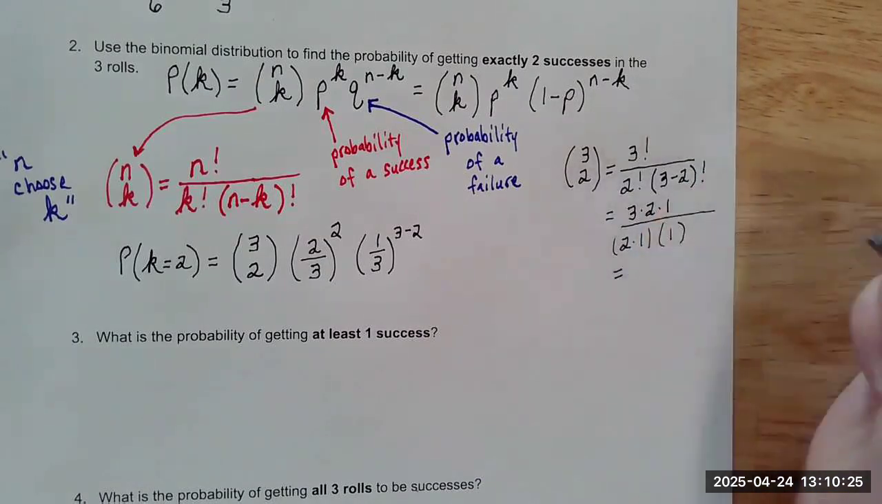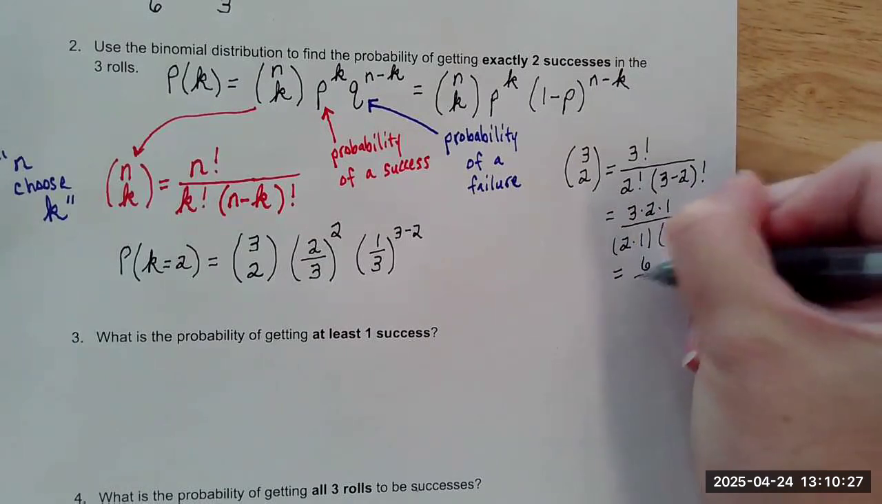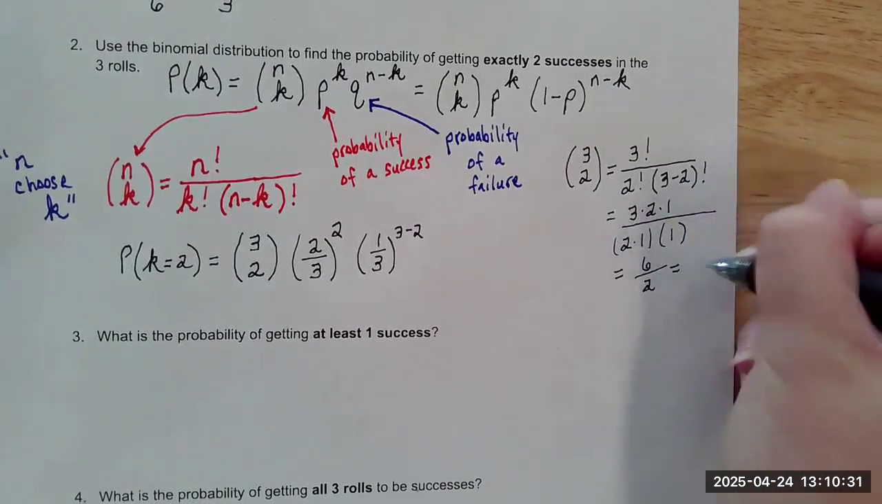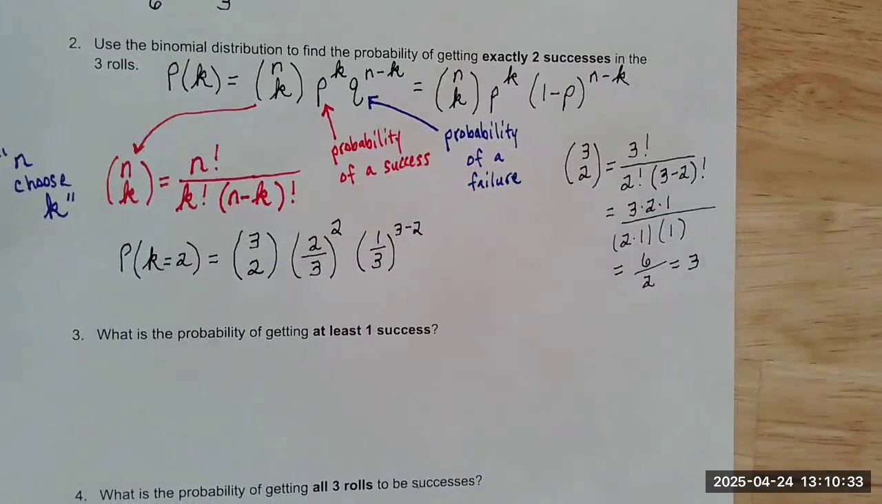So 3 times 2 times 1 is 6. And in the bottom, 2 times 1 is just 2. So we have 6 divided by 2, which is 3. That number 3, we just substitute in right there for that piece. So this thing right here, we did a little side note and we figured out that that's 3.